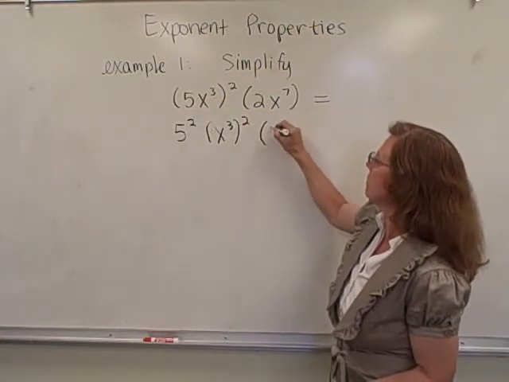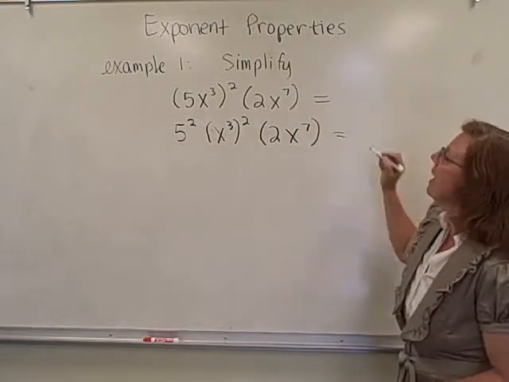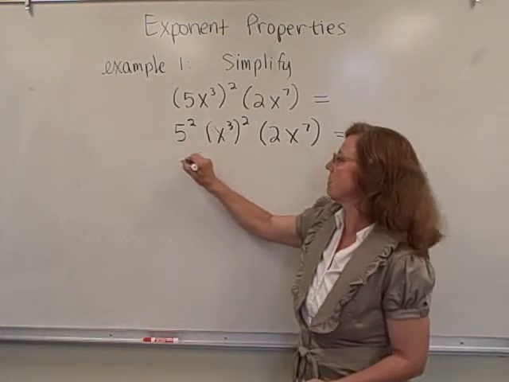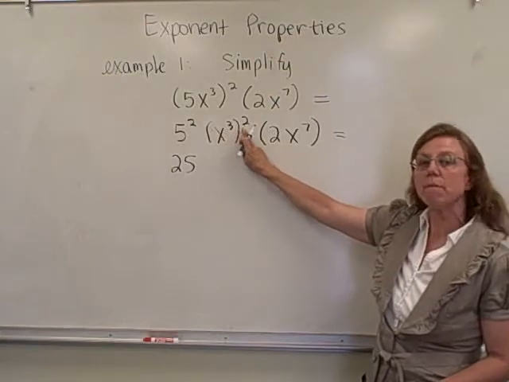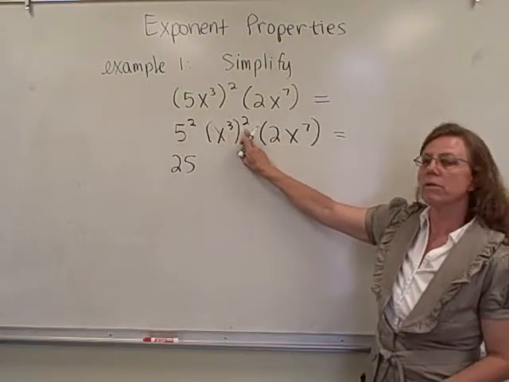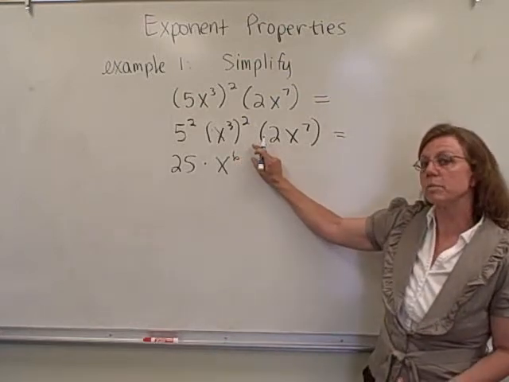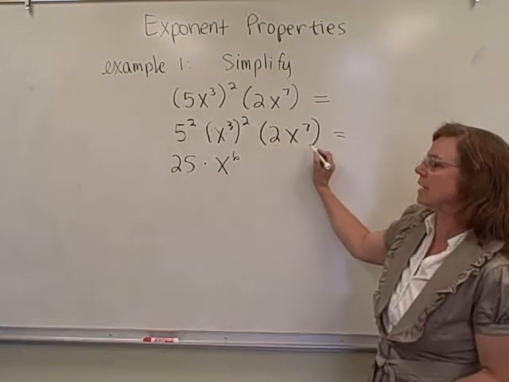And then I still have to multiply by 2x to the seventh, eventually. Okay? And so the next rule is, well, we can just clean up 5 squared, 25. And then our next rule is going to be the power rule. So we have x to the third power squared. That was x to the sixth, because you're going to multiply those exponents. And then I'm still going to have to multiply by 2x to the seventh.